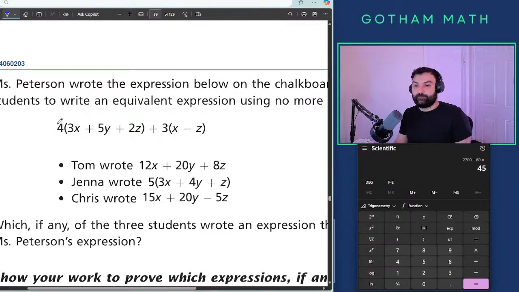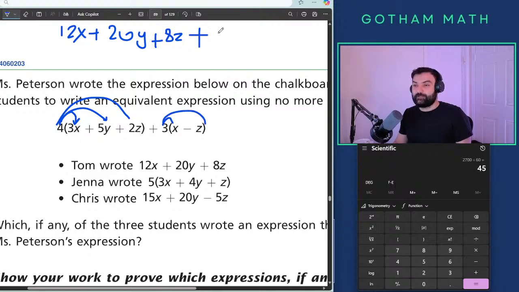So, real quick, you have to use what's called the distributive property. Okay? You have to multiply 4 times 3x, that's 12x. You have to multiply 4 times 5y, that's 20y. You have to do 4 times 2z, that's 8z, right? Plus, and then you have to do it again here. 3 times x, 3x, 3 times negative z, negative 3z.